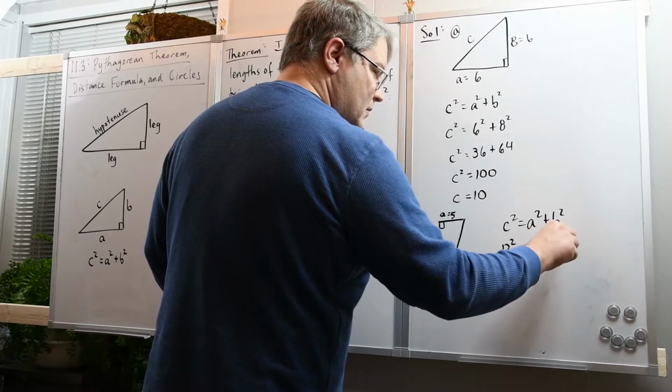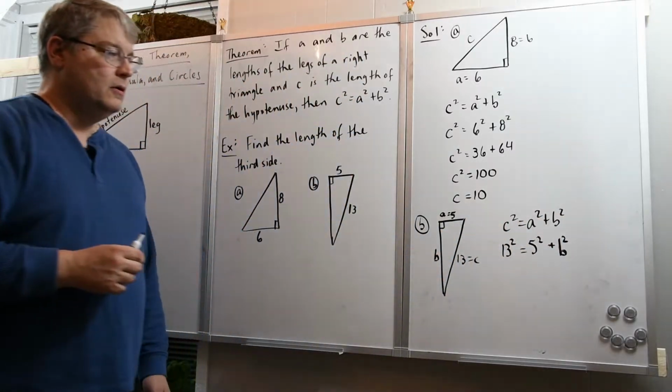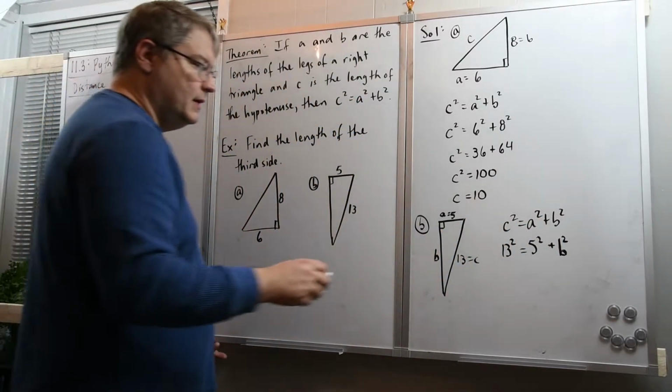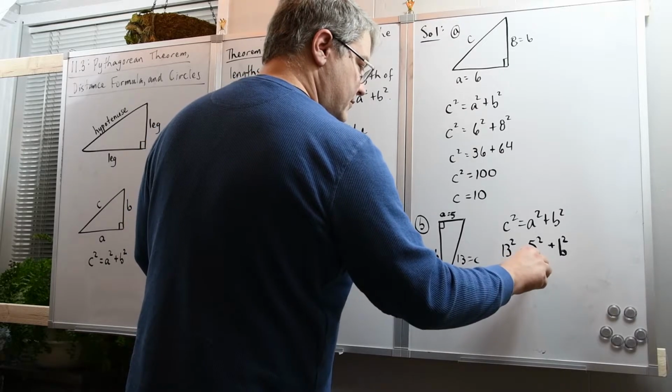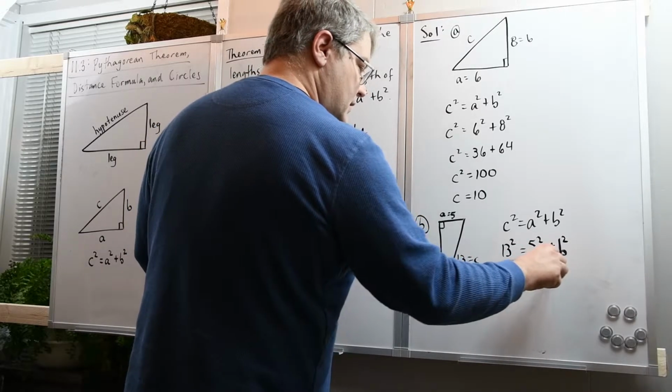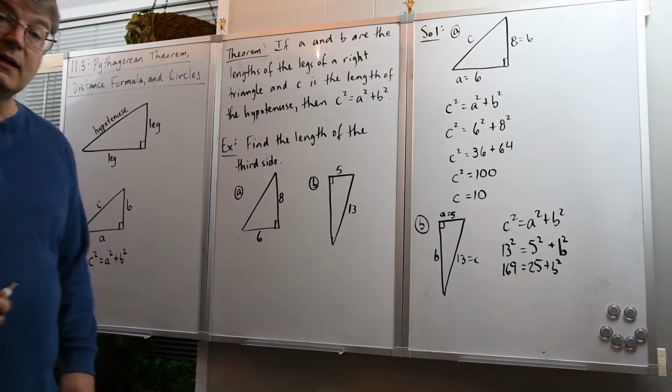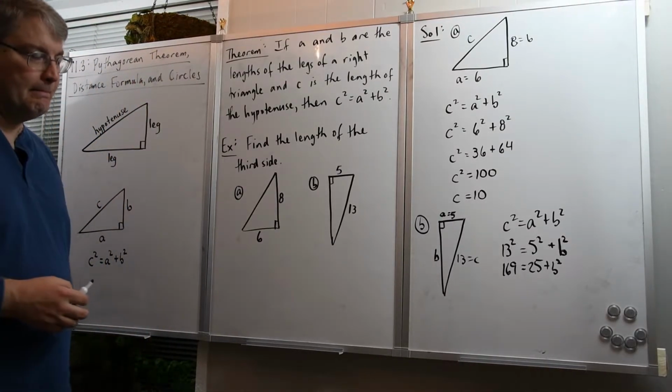So 13 squared, same thing as 169. 5 squared is 25. And so we have 169 is the same thing as 25 plus b squared.